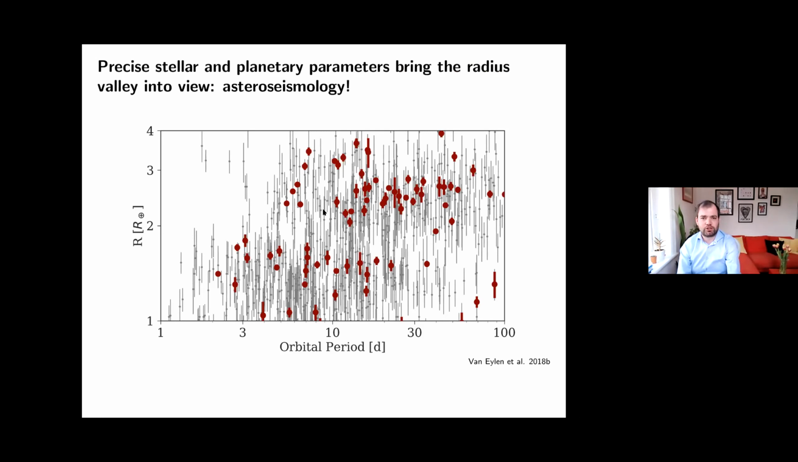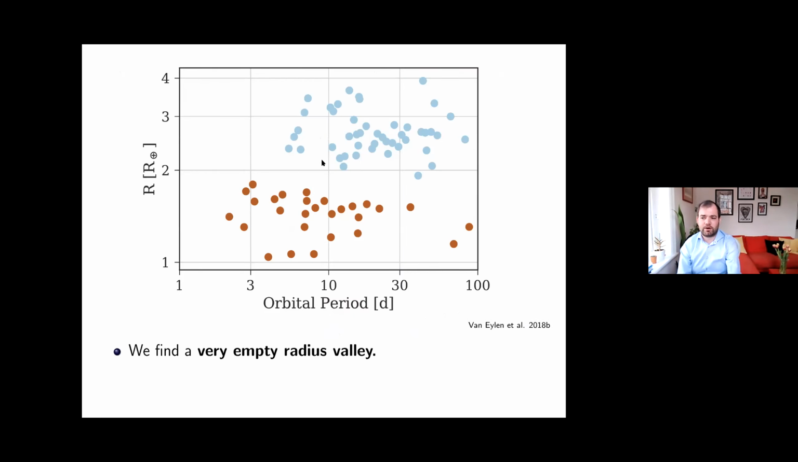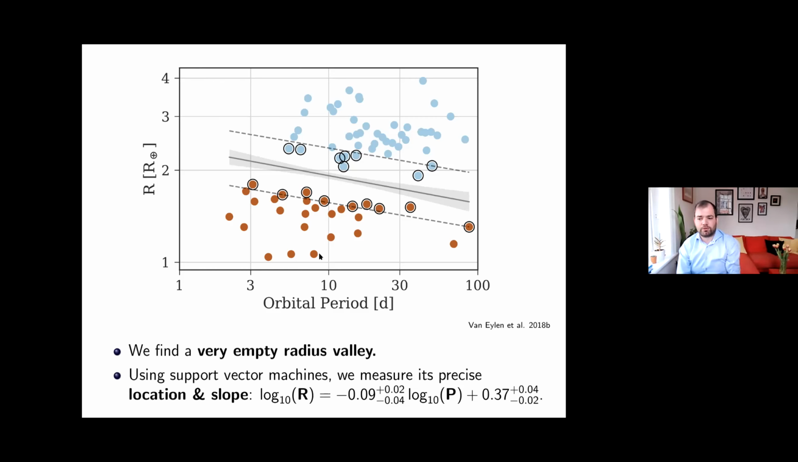And so if we just show astrocosmology up here, this is how it would look like. And so we fitted for that valley. We used support vector machines to do so.